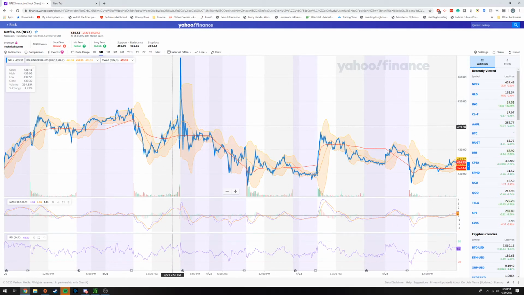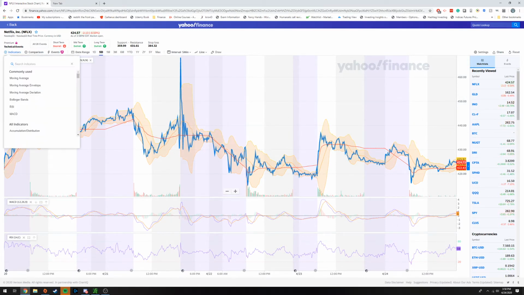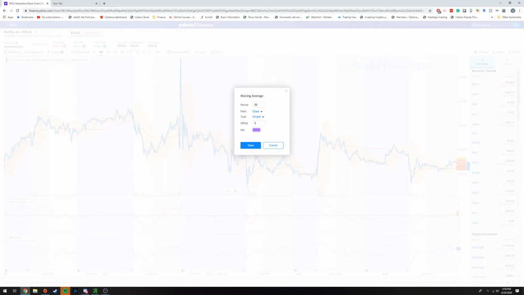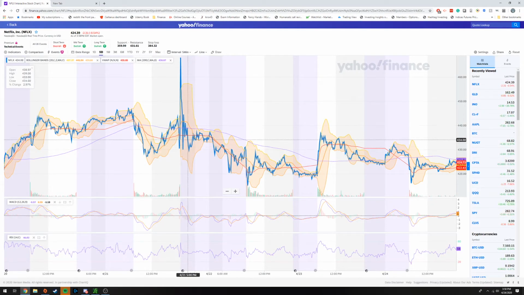Usually people also look at the 200-day moving average. So just to add that, you'd want to add a moving average, and this time you actually do need to change something. You have to change the period from a 50-day moving average to a 200-day moving average. And there's simple and weighted, but I'll just make it a simple moving average. You can actually change the color too. I'll just leave it as purple. Why not? So now that is our 200-day moving average.